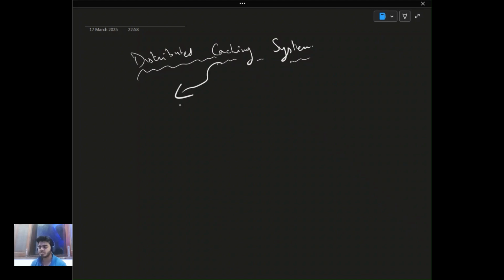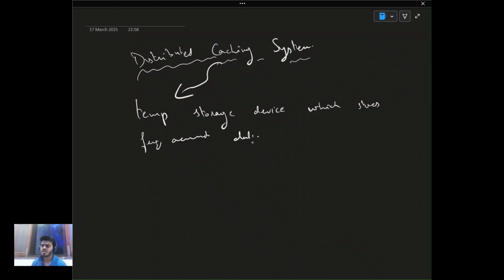Now what does this mean? Caching is a temporary storage device which stores the frequently accessed data, so it can improve the speed and efficiency, and instead of going back to the database every time, we use the cache to serve the repeated requests quickly.